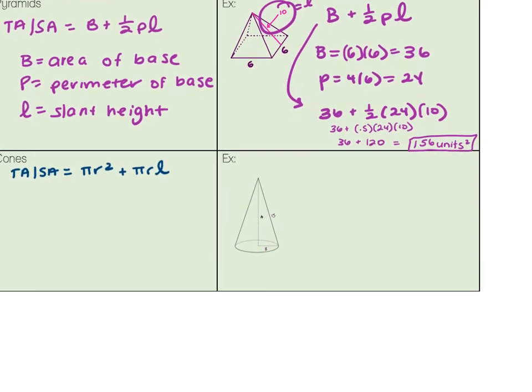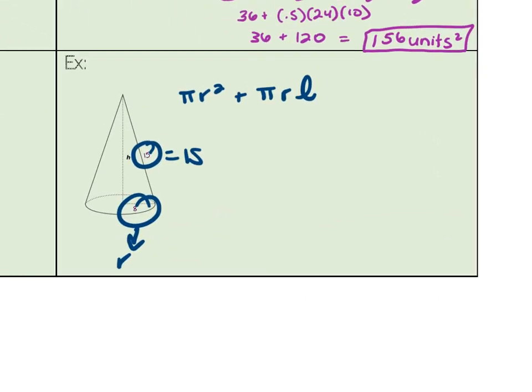So if I write over here, pi r squared plus pi r l, r is 8, l is 15. So even though it has the variable h on there, I don't need it. I would need that for volume, which we're going to get to next week, but you don't need it for area. So pi times 8 squared plus pi times 8 times l, which is 15. I'm going to do 8 squared. This is pi times 64. 8 times 15, 120.